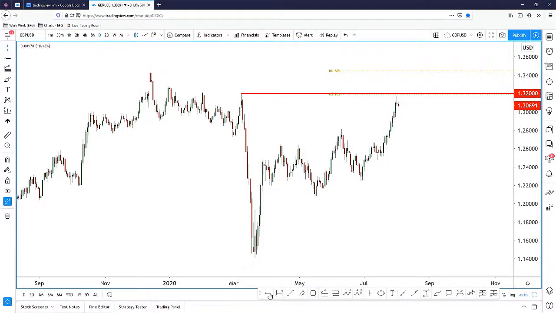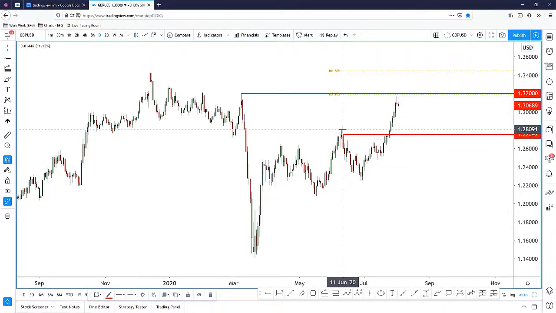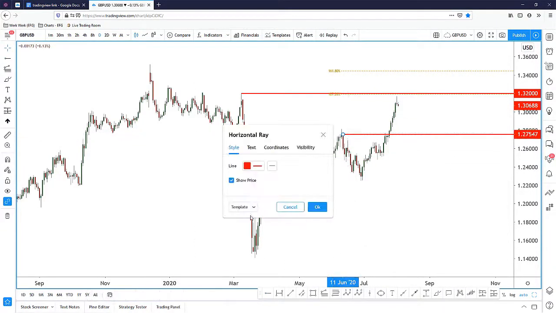Now, of course, the graphical support that we have is definitely at this level here. This is the graphical support. So I'll take the more recent prices, I'll put something like that, and I'll put a support.